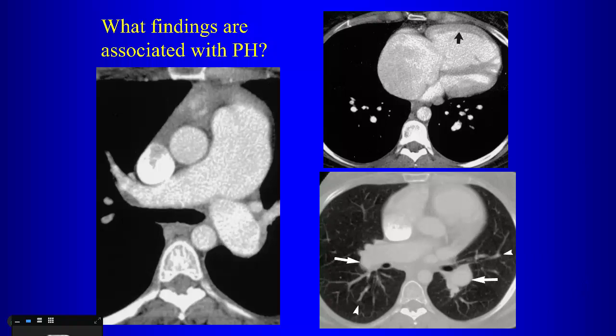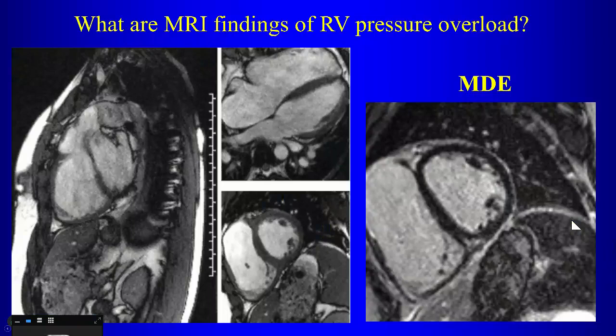Increased flow, left to right shunt. Right, so that's shunt vascularity. If you have dilated central pulmonary arteries, but the pulmonary arteries are dilated to the periphery, that tends to be shunt vascularity, left to right shunts.